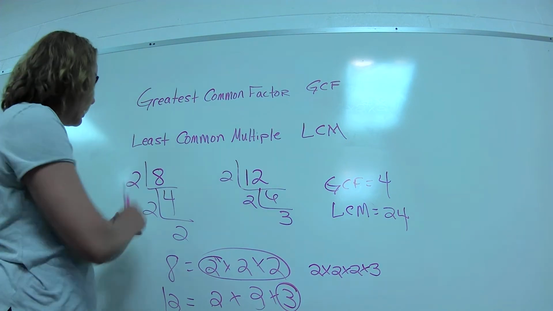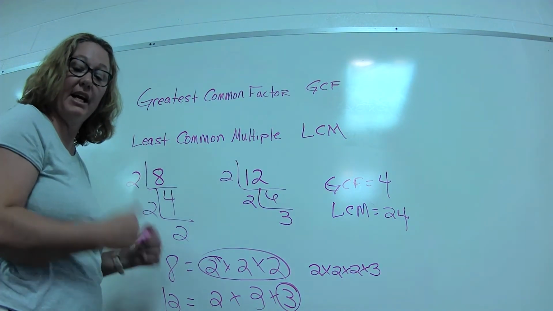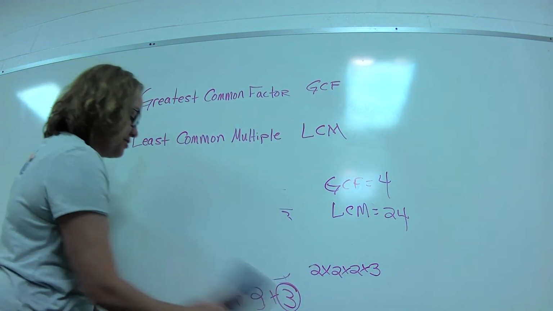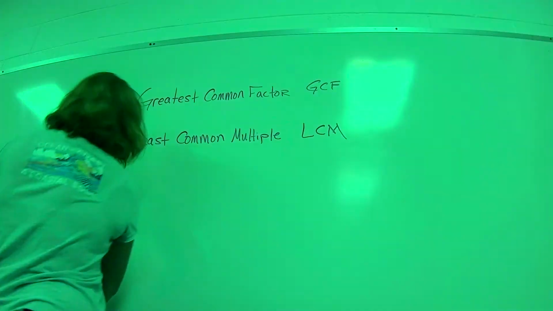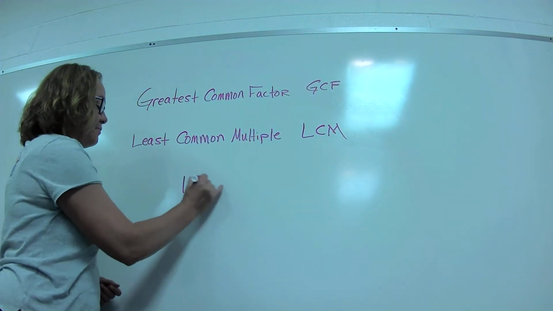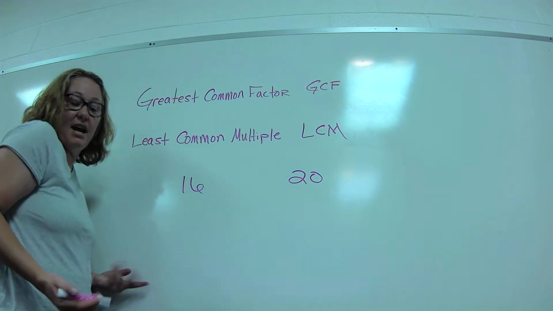All right, but this is now doing it by primes to find a quick, snappy way of doing it. Let's compare two other numbers and see how we do. Let's do 16 and 20. Let's start out by dividing them out by primes.